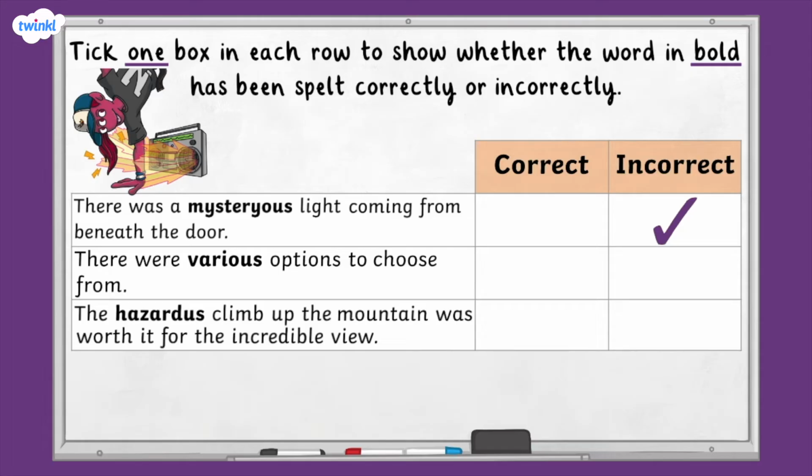Next we have, there were various options to choose from. Does the word various look and sound right to you? If it does, that's because various has been spelt correctly. Finally, the hazardous climb up the mountain was worth it for the incredible view. What do you think? Although the word hazardous sounds right, it doesn't quite look right. That's because the suffix ous has been spelt incorrectly. Hazardous should be spelt H-A-Z-A-R-D-O-U-S. Well done if you got all three of those answers correct.